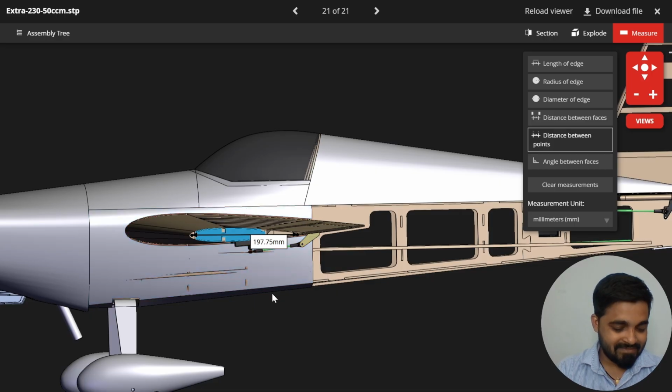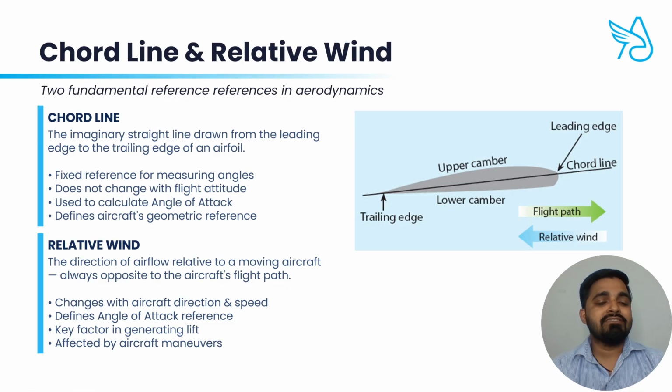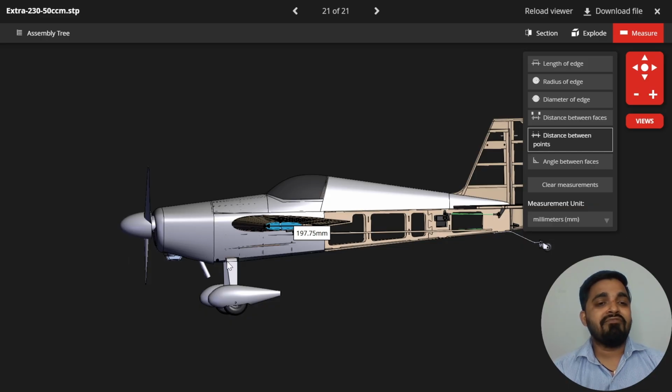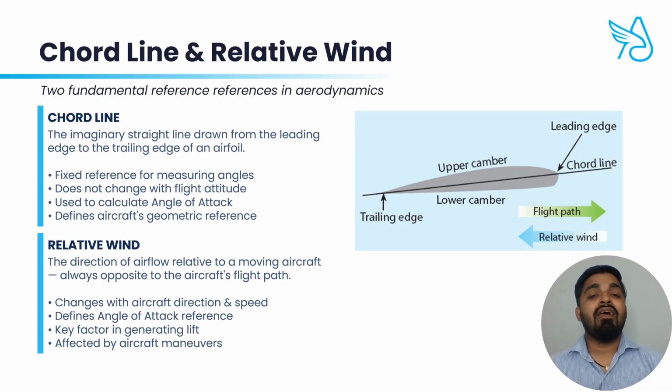Now let's understand what relative wind is. When the aircraft moves forward, air flows towards it from the front, and it is always opposite to the direction in which the aircraft is moving. In short, relative wind is the direction of the airflow relative to the aircraft's flight path. So keep all this in mind. And an important point: chord line and relative wind together make the most important definition in the field of aviation, that is angle of attack.